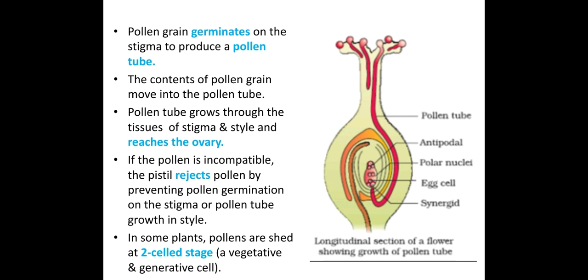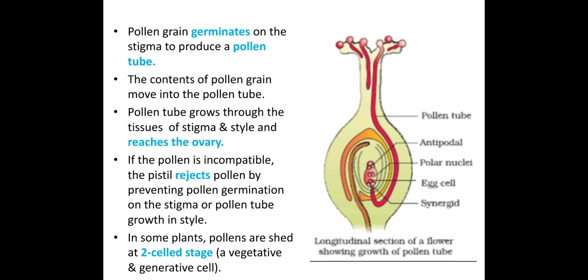Then the second condition: if the pollen is incompatible, not good, of not good quality, then what happens? The pistil will reject the pollen by preventing the pollen germination on the stigma or the pollen tube growth in the style. If the pistil comes to know that the pollen which has fallen on it is not of good quality, then it rejects it. How will it reject? It will not allow the pollen to germinate on the stigma. If it does germinate, then in the second stage it will not allow the pollen tube growth in the style region. By these two ways this is avoided.